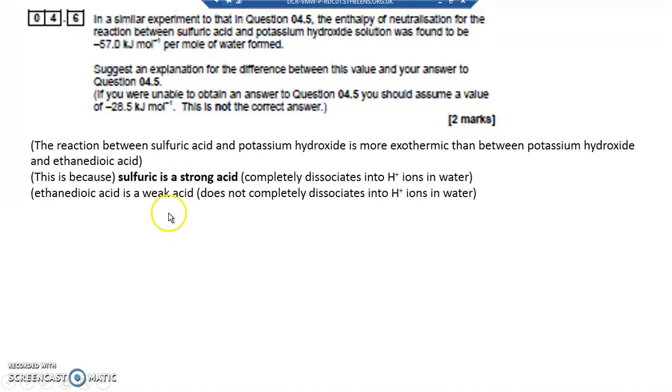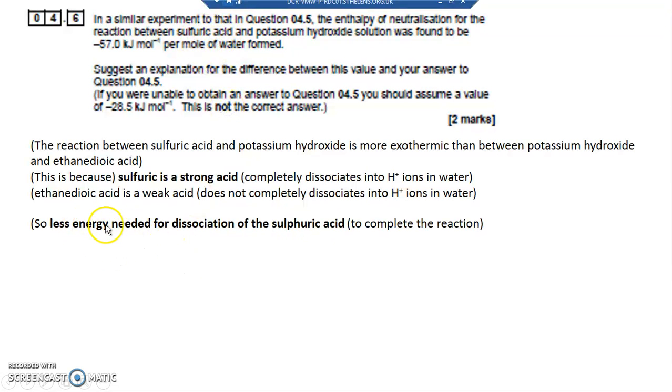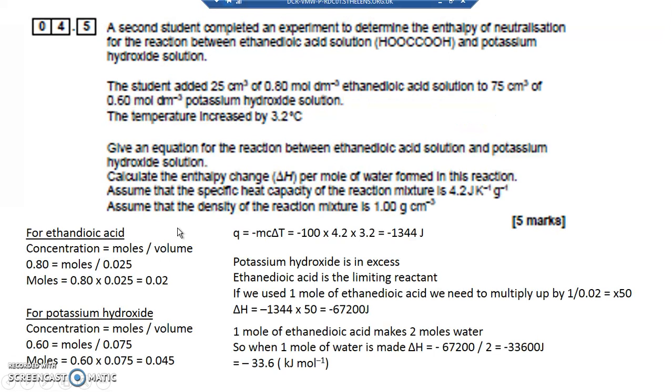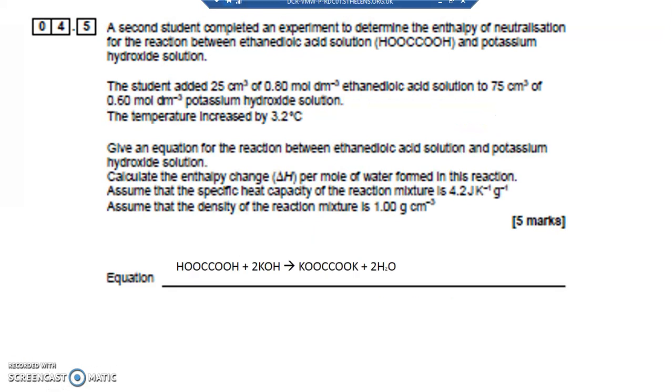So being a strong acid, therefore you're going to get a more exothermic reaction because you've not got to use any of the energy to dissociate the acid. So less energy is needed to dissociate the sulfuric acid. I'm not going to need any energy in actual fact to dissociate the sulfuric acid. It's already fully dissociated. Whereas with the ethane dioic acid, because it's not fully dissociated, you're going to need to use some of the energy that's released to actually dissociate that ethane dioic acid.